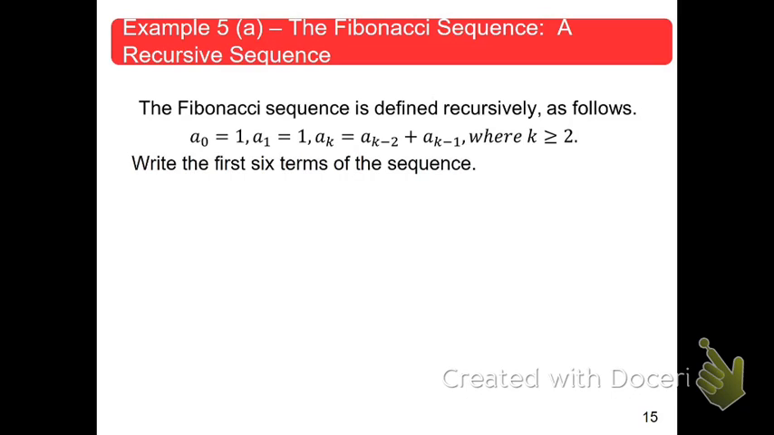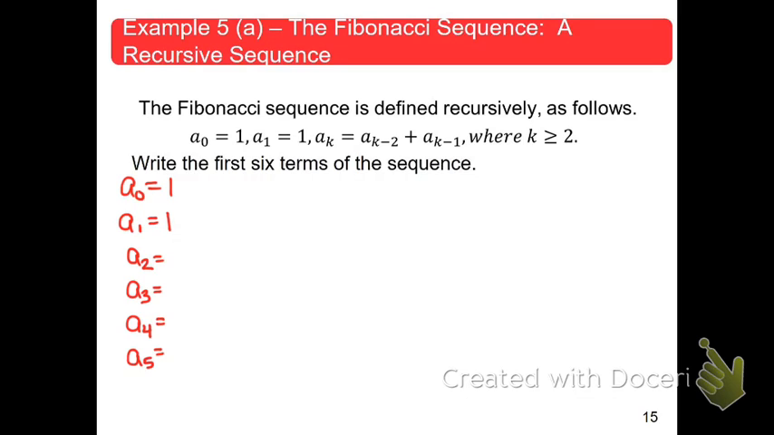Now notice this one, they gave us a sub 0, so that's my first term, and a sub 1 is going to be my second term. So I'm going to write this out. I've got my first term, a sub 0 is 1. My second term, a sub 1 is 1. So I'm going to go find my third term, my fourth term, my fifth term, and then my sixth term. Be careful, it's a little confusing since your subscript numbers are not the same as your term numbers because you started with 0.